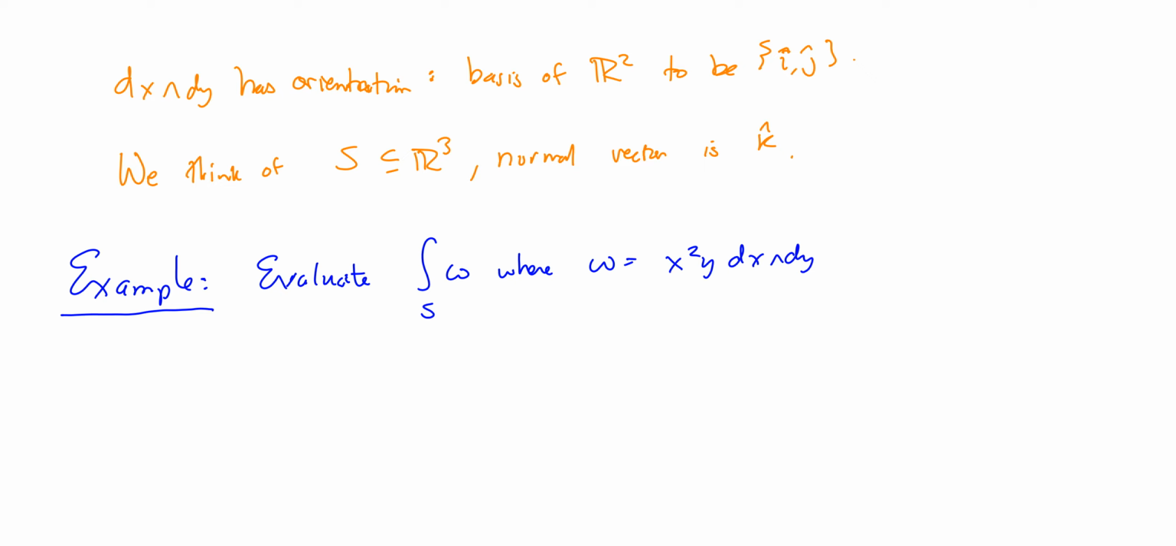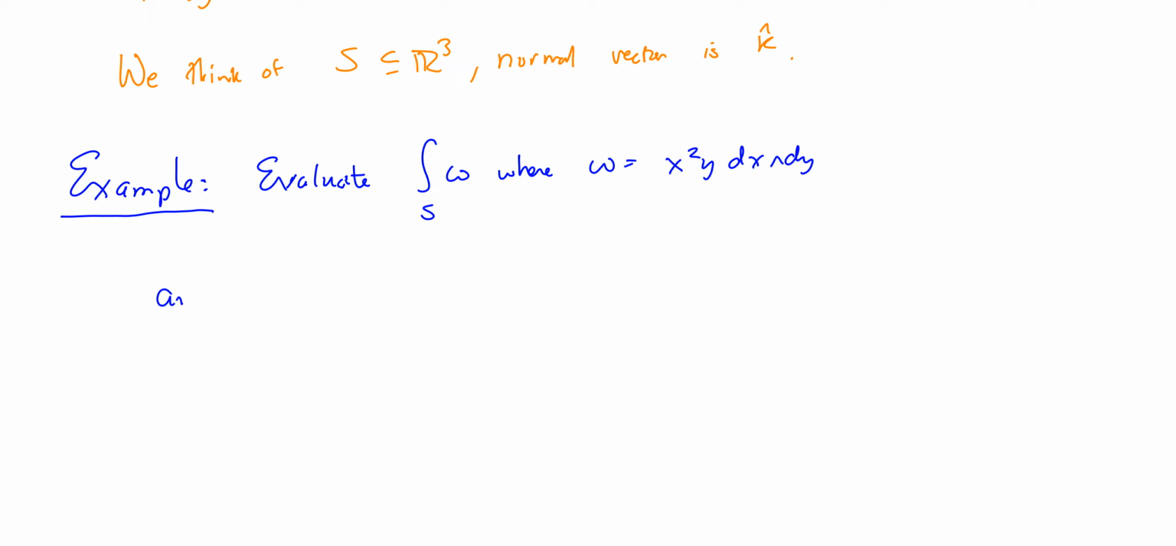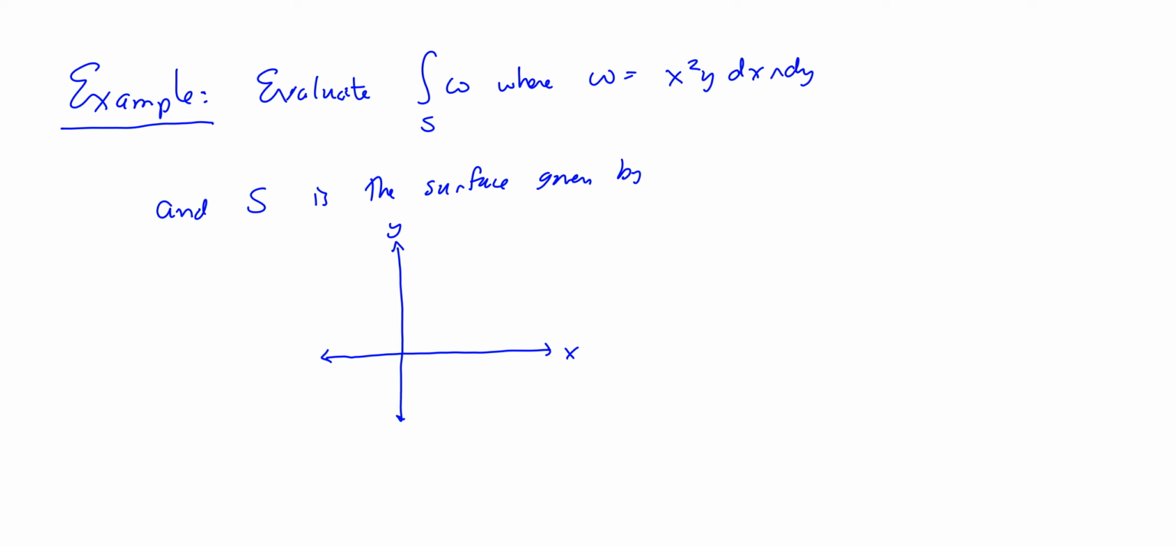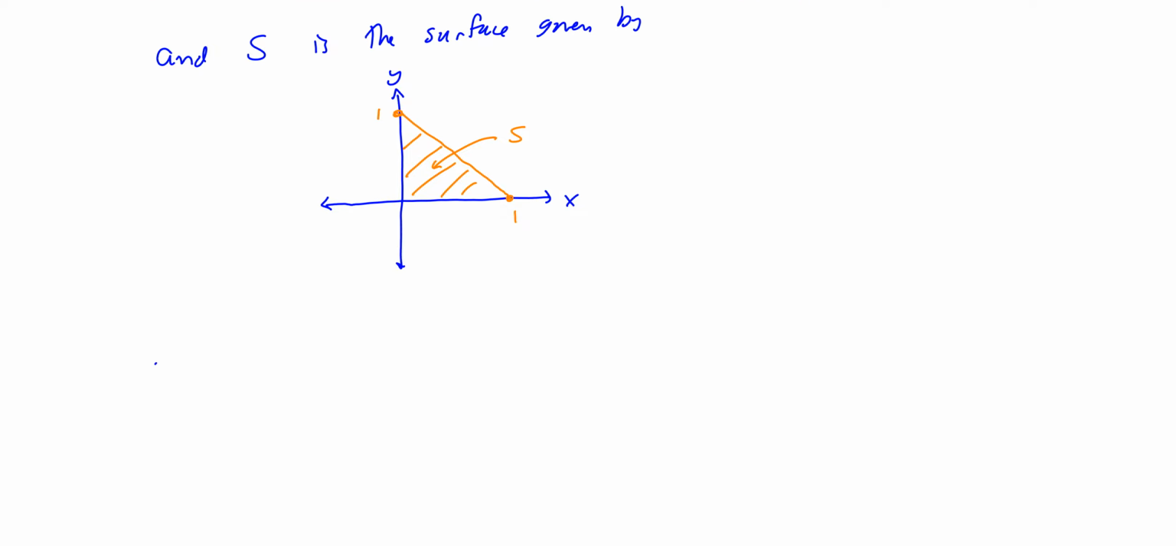So our two-form field here is x squared y dx wedge dy, and S is going to be the surface given by, let's just go ahead and draw this out. So we're going to go from 1 to 1, and let's look at this area. This region in here is going to be our S. So then our definition says that the integral over S of omega is the integral over S.